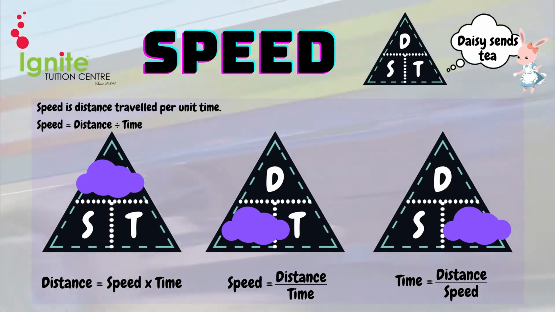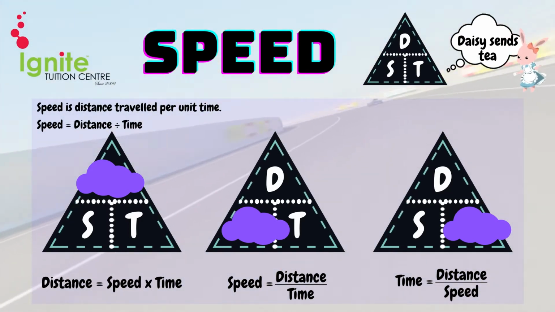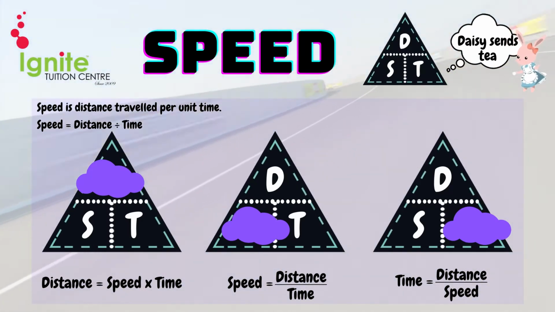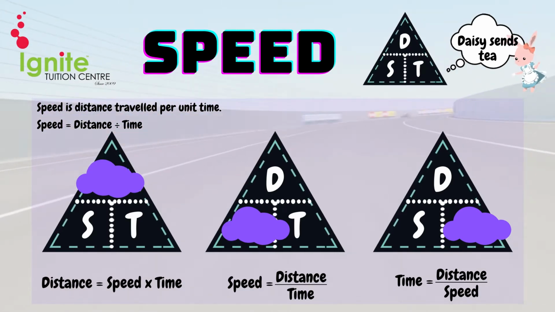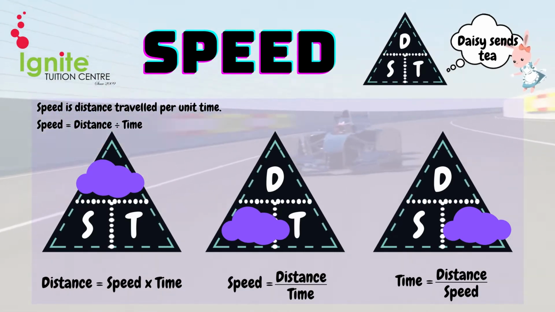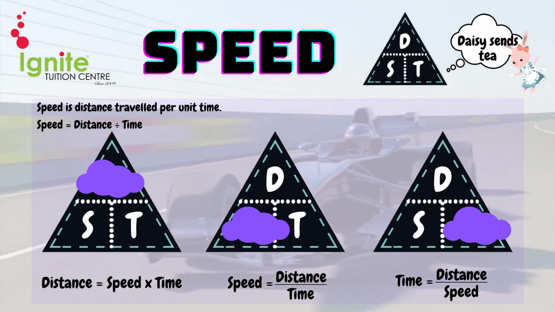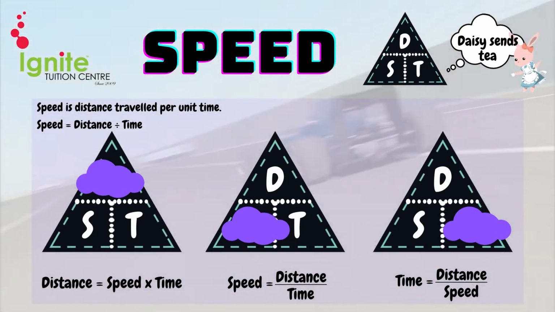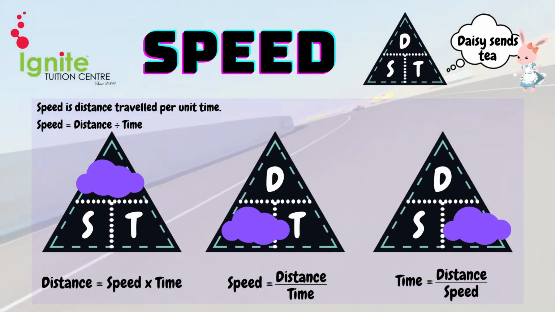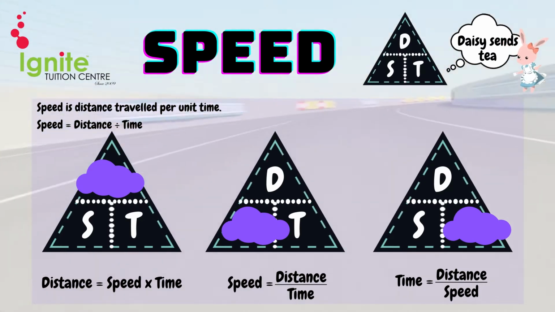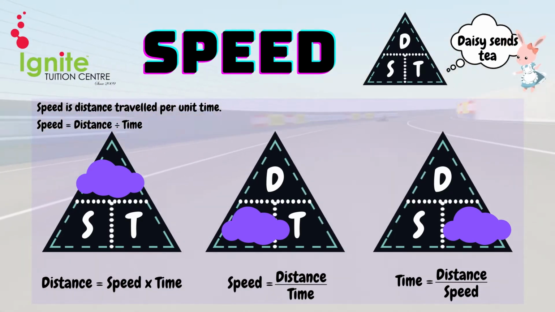When we talk about the formula of speed, we should always remember this pyramid with distance on top of speed and time. The middle horizontal line stands for dividing, while the vertical line stands for multiplying. We can remember the sequence from top to bottom by this phrase, Daisy sends tea.